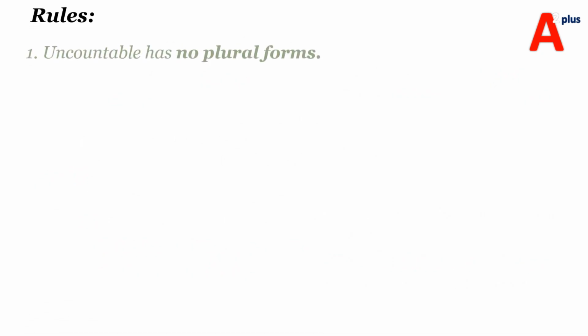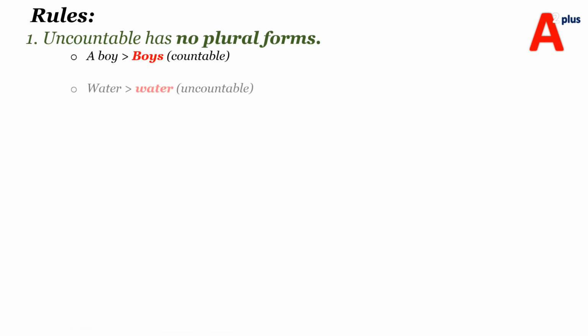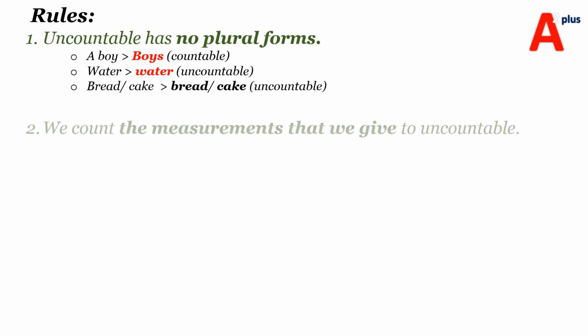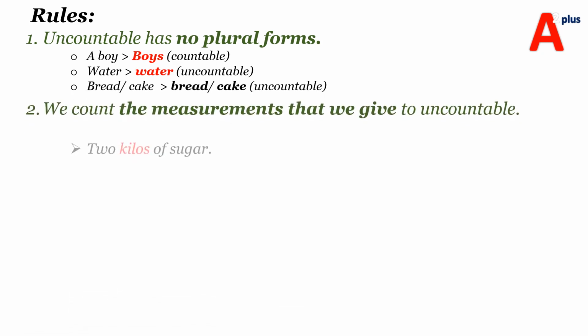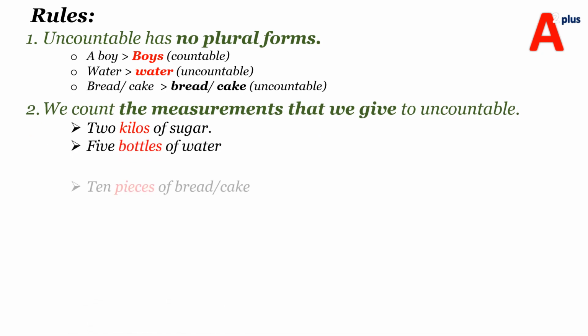Rules regarding countable and uncountable noun. Uncountable noun has no plural forms. For example, a boy is countable. The plural of boy is boys. Water is uncountable. There is no plural form for it. Water becomes water. Okay, bread becomes bread. Don't say breads. We say pieces of bread.